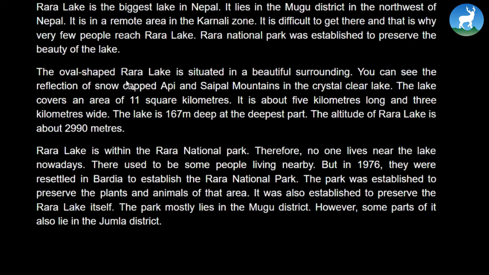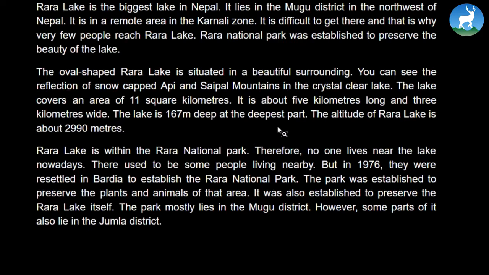The oval-shaped Rara Lake is situated in a beautiful surrounding. You can see the reflection of snow-capped Api and Saipal mountains in the crystal clear lake. The lake covers an area of 11 square kilometers. It is about 5 kilometers long and 3 kilometers wide. The lake is 167 meters deep at the deepest part. The altitude of Rara Lake is about 2,990 meters.